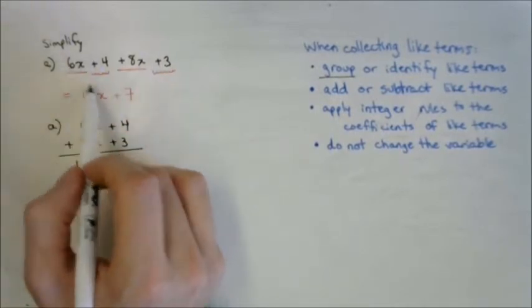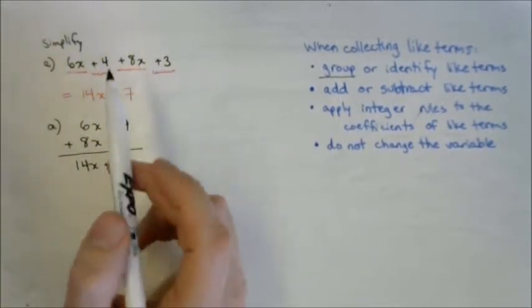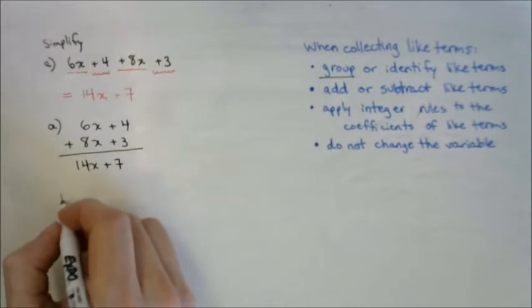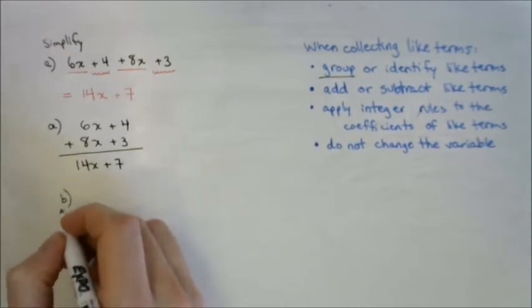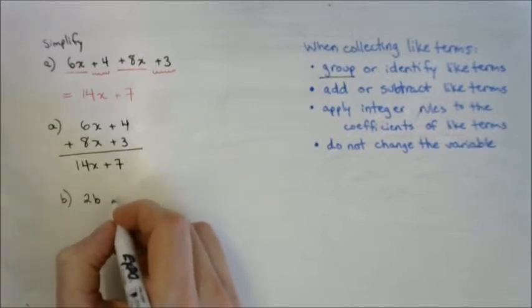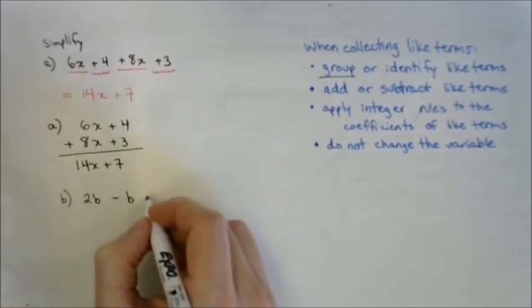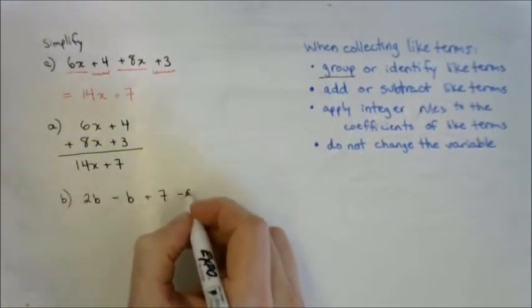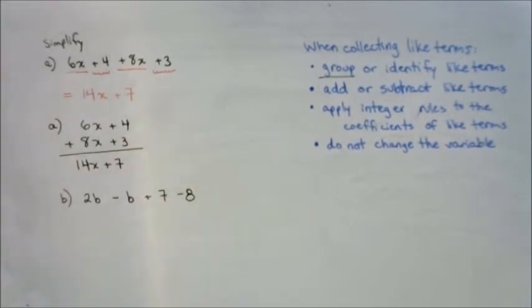I prefer doing it this way. I think it's faster. But your call. B is 2b minus b plus 7 minus 8. And we need to, step 1.